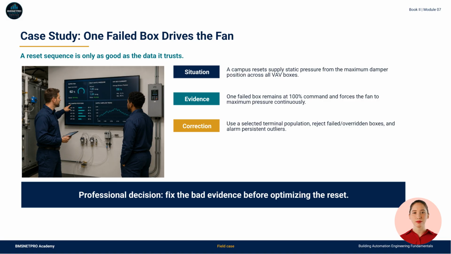The correction is not simply to lower the pressure set point. The correction is to reject failed and overridden boxes, use a selected terminal population or robust statistic, alarm persistent outliers, and repair the bad terminal evidence.